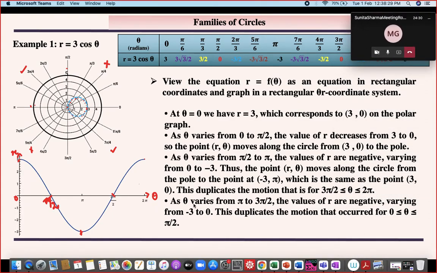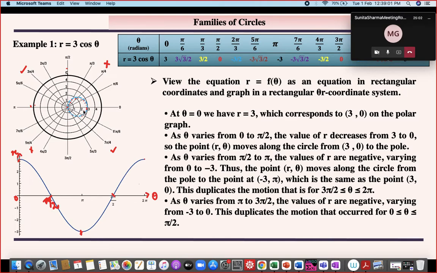Okay, and last is from 3 pi by 2 to 2 pi. When we are going again, it is repeating the lower semicircle of this entire graph. So there is a duplication in the movement of both these branches. Okay, so only till pi by 2 and then further till pi, only this much is sufficient to sketch the whole graph.